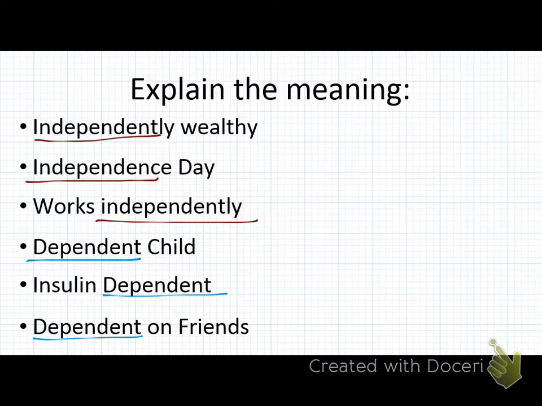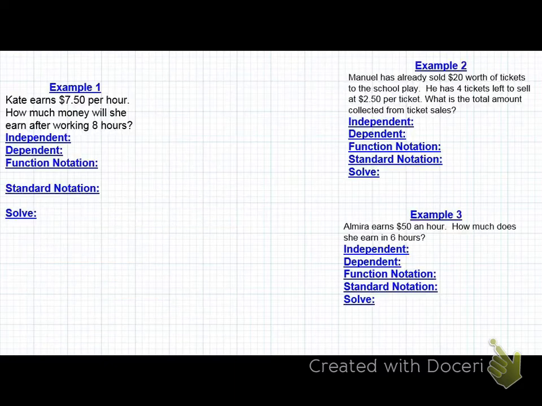Independent means you're by yourself, you're not depending on other things. Dependent means you're depending on something else. Pretty straightforward. I'm not going to spend too much time here, but you need to understand the differences in order to be successful in this lesson.